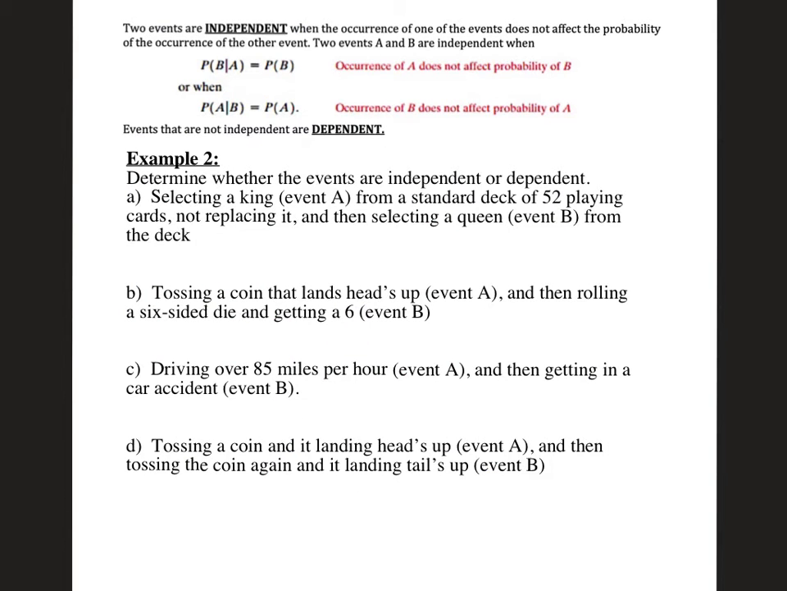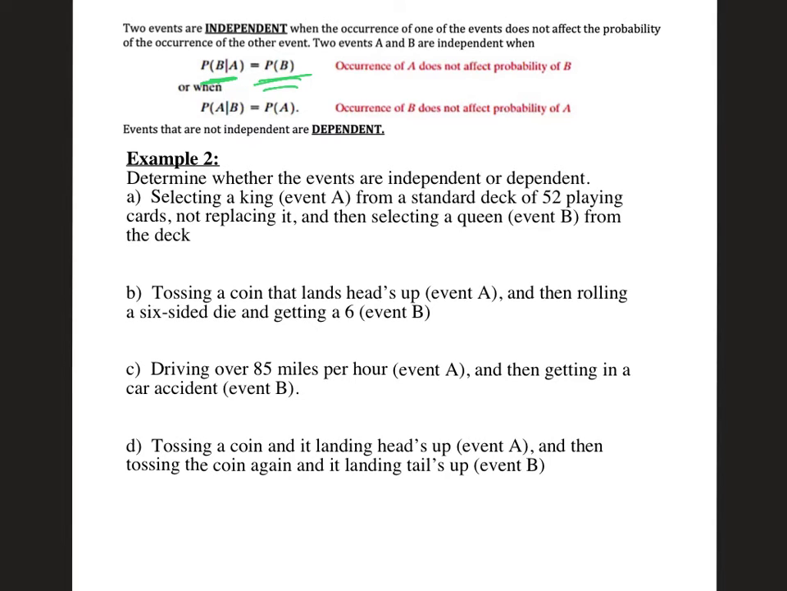All right. 2 events are independent when the occurrence of one of the events does not affect the probability of the occurrence of the other event. So basically it means that the probability of B given A is exactly the probability of B. Like the probability of me wearing a pair of tennis shoes given that you guys are wearing sandals is the same. I'm going to wear my tennis shoes whether you guys are wearing sandals or not. That's what that means. It just means that it's not going to be affected.